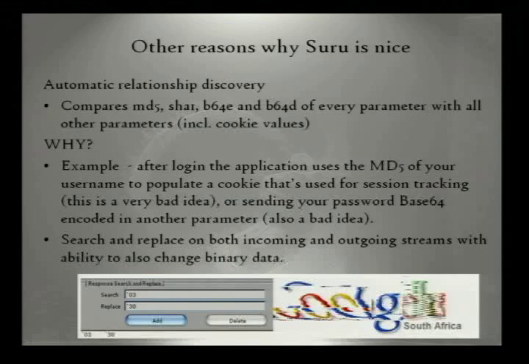Then this tool, Suru, will tell us, listen, those two things match. The MD5 of the username is actually the cookie. Now imagine you're testing an application with 300, 400 pages. That's useful because you're not going to keep track of all the parameters and everything that goes through, right? We also have search and replace on both incoming and outgoing streams with the ability to change binary data.